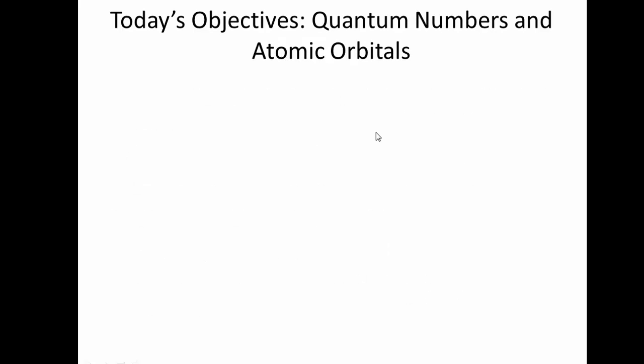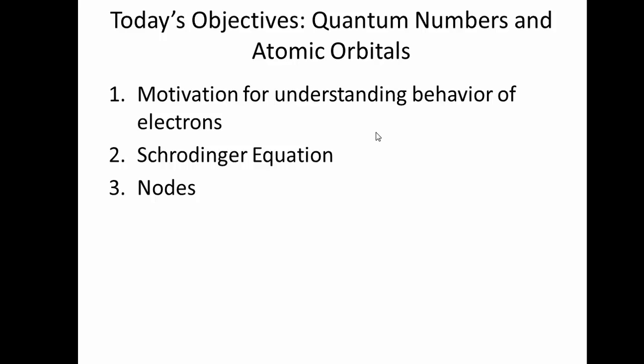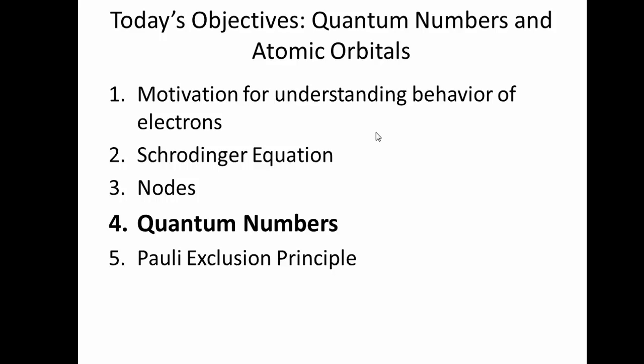Okay, so the objectives for today's lecture are, first, we're going to talk about the motivation for understanding the behavior of electrons. We're going to talk about the Schrodinger equation, nodes, quantum numbers. The focus of this lecture will be quantum numbers, and finally the Pauli exclusion principle.